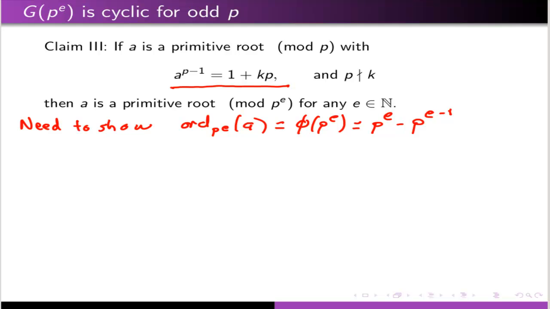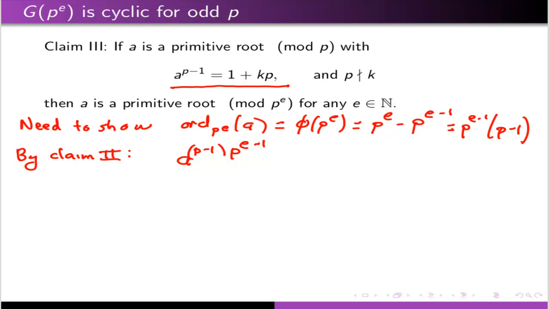Okay, so what do we know though? By claim 2, we've got that a to the p minus 1, raised to the p to the e minus 1 power, and that's the way you want to think of this. Think of this as p to the e minus 1 times p minus 1 right here, is congruent to 1 mod p to the e. In fact, that's just Euler's theorem. This is a to the phi of p to the e.